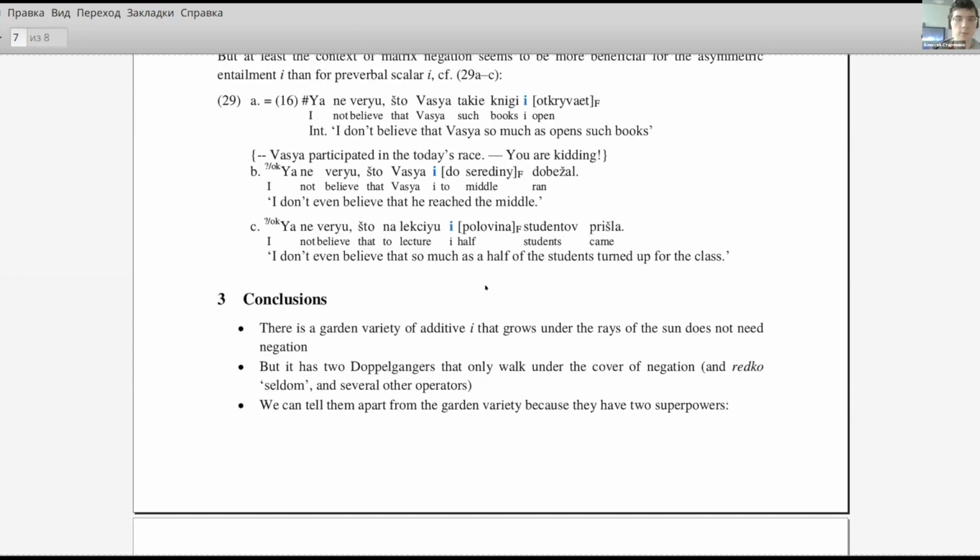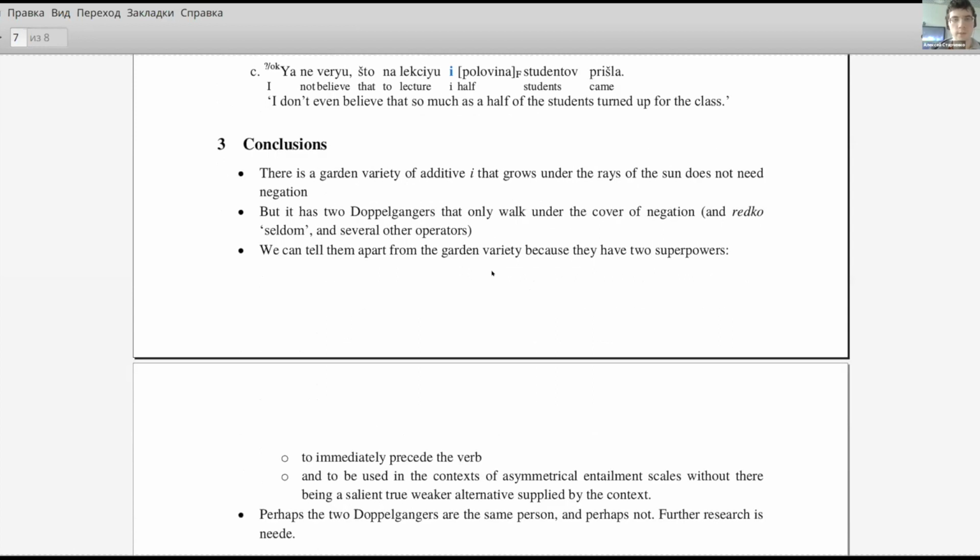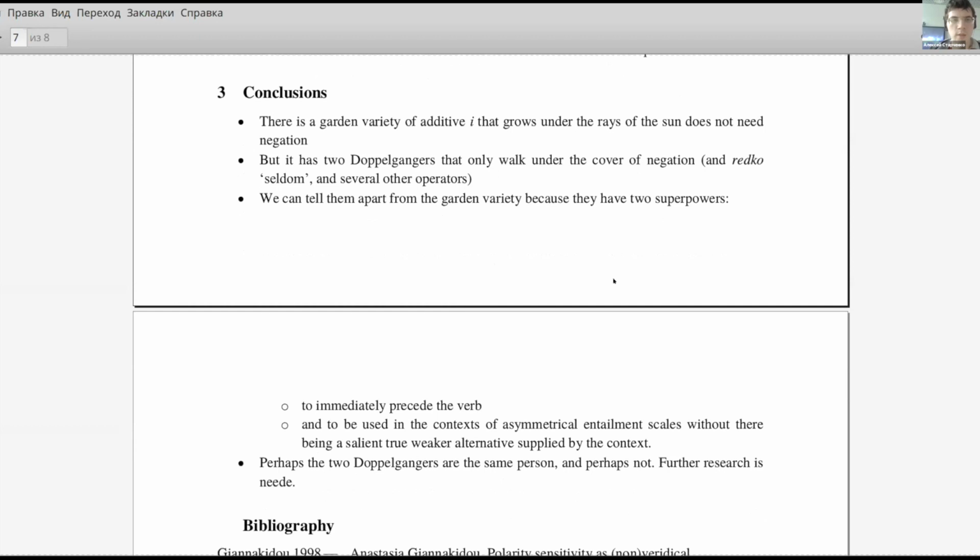And now we proceed to conclusions. There is a garden variety of additive E that does not need negation, but it has two doppelgangers that only happen to be under negation and some other operators. We can tell them apart from the garden variety because they, firstly, immediately precede the verb, and secondly, are used in contexts of asymmetrical entailment scales without there being a silent alternative supplied by the context.